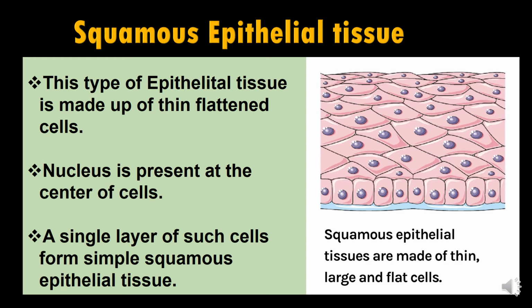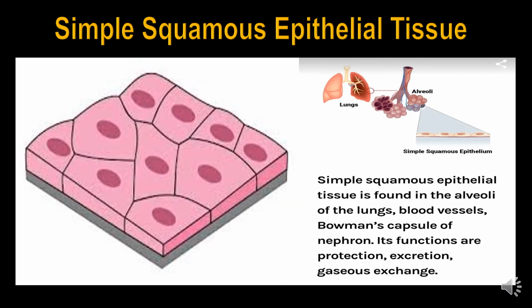And these cells are actually thin, large and flat. And simple squamous epithelial tissue is present in the alveoli of lungs, the lining of blood vessels you can say, and the Bowman's capsule of the nephron, and its functions are protection, excretion and gaseous exchange.